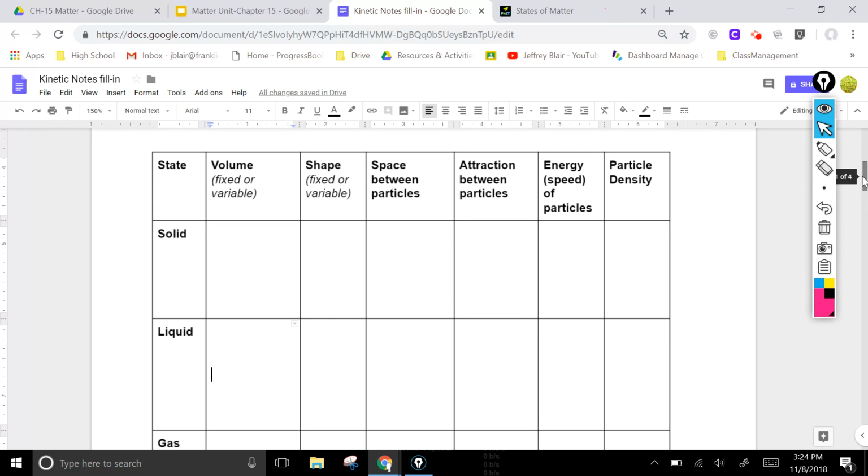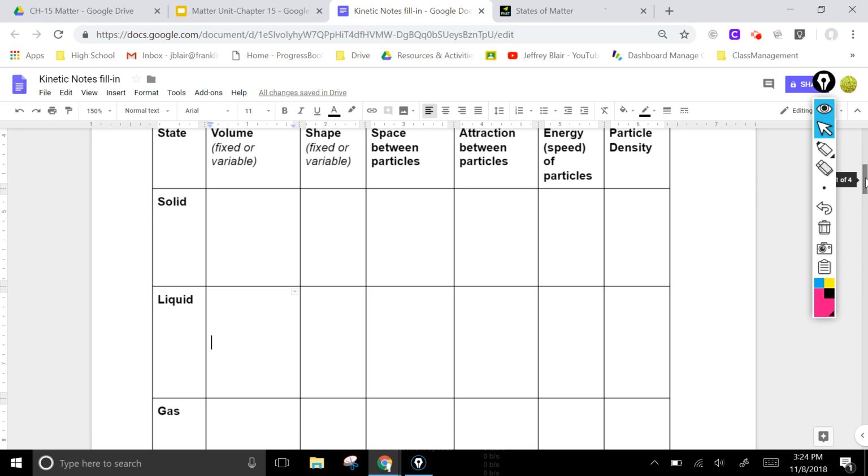And finally, in a gas, the volume and shape both vary. The gas would take the space and size of whatever container it's in. The space between particles is much higher, very high compared to a solid or a liquid. The attraction between particles is very low. The speed is very high. And the density is very low.